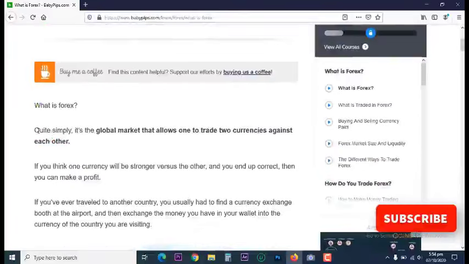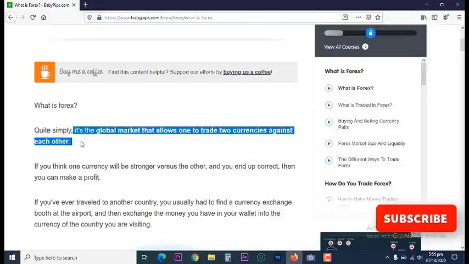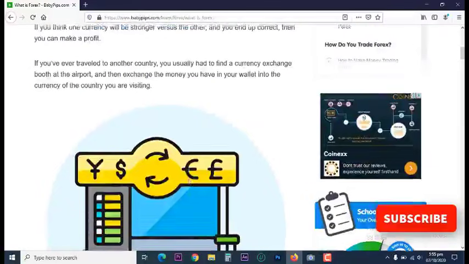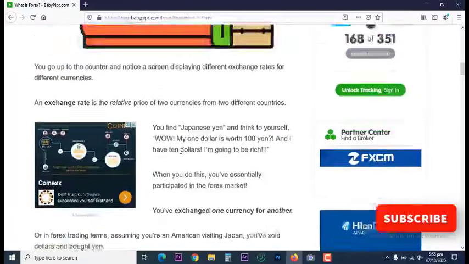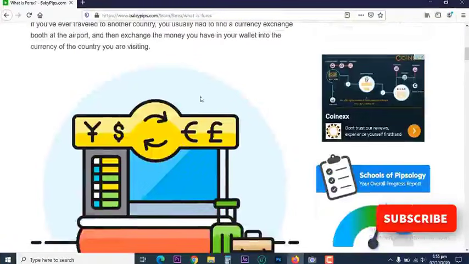So what is forex? Simply put, it is the global market that allows anyone to trade two currencies against each other. Simple. That's forex. Look at these signs here: the Japanese yen and the US dollar sign, the euro and the Great Britain pound. So how do you trade these currencies?